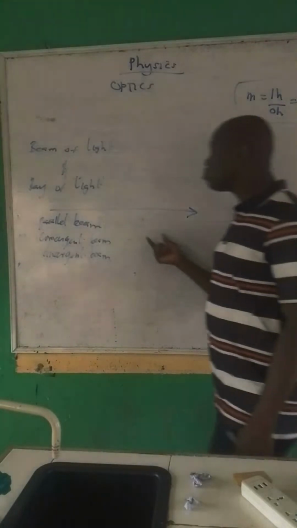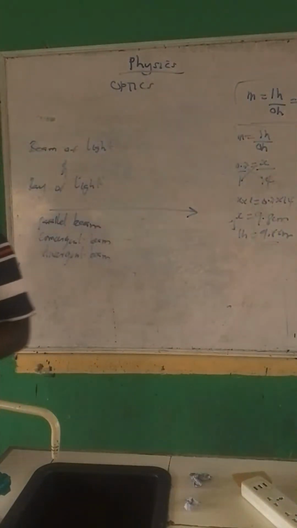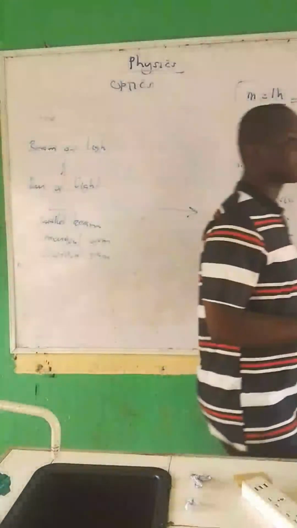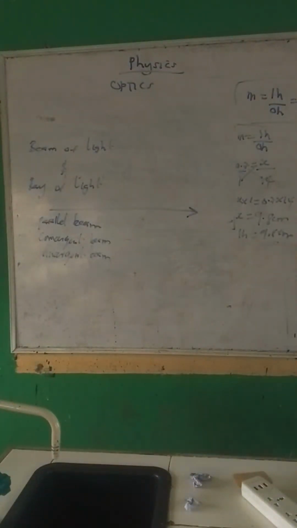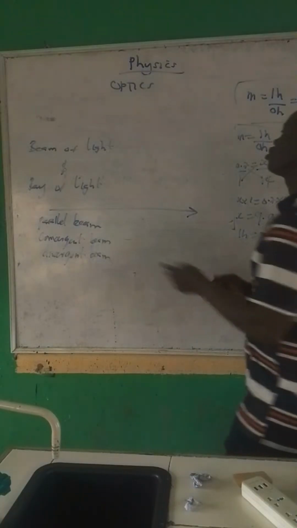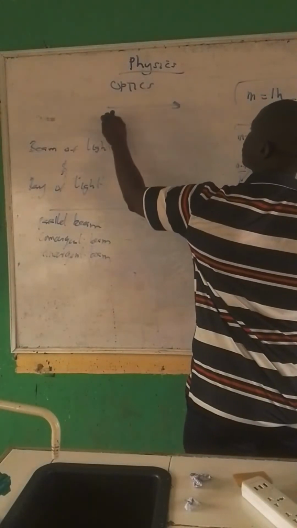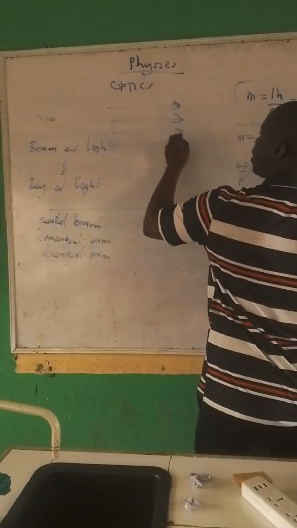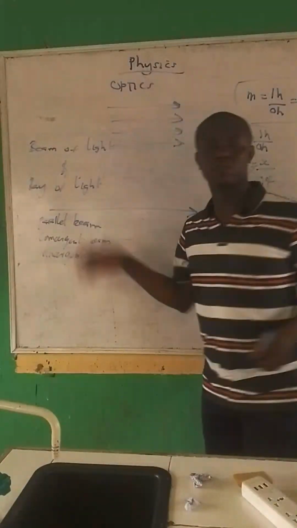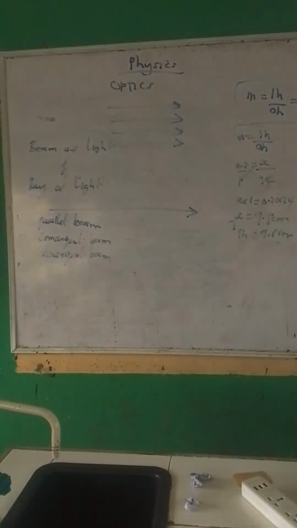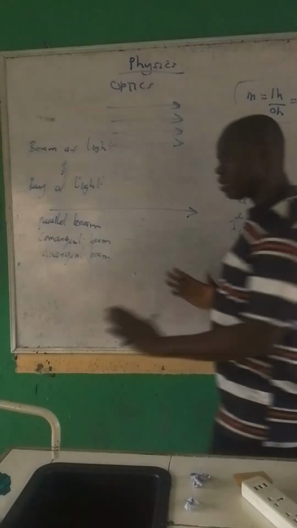The parallel beam consists of rays of light that are parallel to one another. In a parallel beam, the rays of light are parallel to one another. That means they don't meet, like this. This is a parallel beam. A parallel beam is a beam in which all the rays of light are parallel to one another.